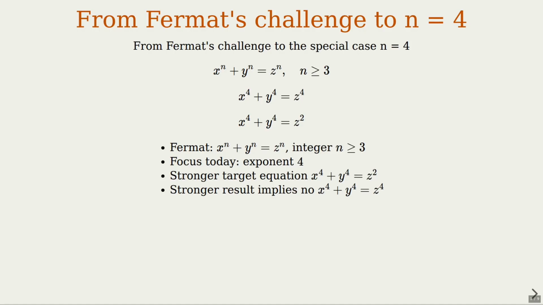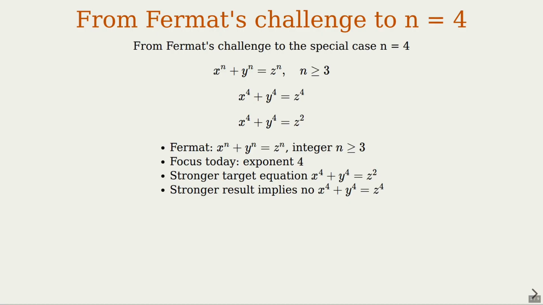On this slide, I am reminding you of the headline version of Fermat's last theorem. It says that there are no non-zero integers x, y, z solving x to the n plus y to the n equals z to the n once n is at least 3. We are going to zoom in on the case n equals 4, and in fact we will prove something even stronger, that there is no integer solution at all to the equation x to the 4th plus y to the 4th equals z squared.